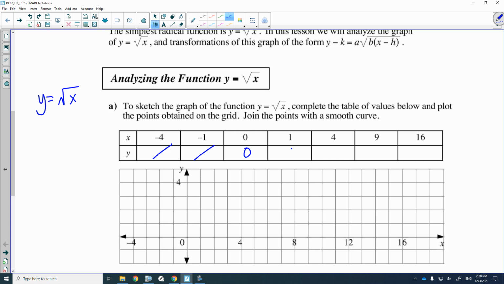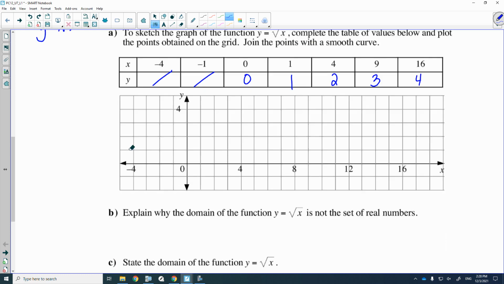Square root of 1 is 1. Square root of 4 is 2. Square root of 9 is 3. And square root of 16 is 4. So if I was to plot these points, 0, 0, 1, 1, when x is 4, y is 2. When x is 9, y is 3. And when x is 16, y is 4. Connect these points with a smooth curve. And what you would have is the graph of y is equal to the square root of x.